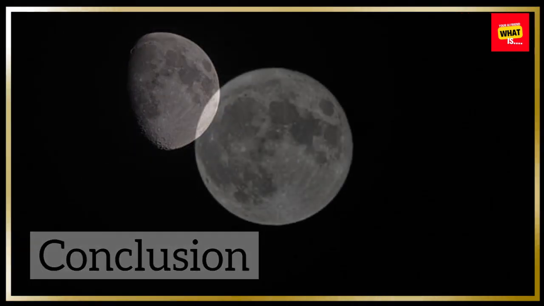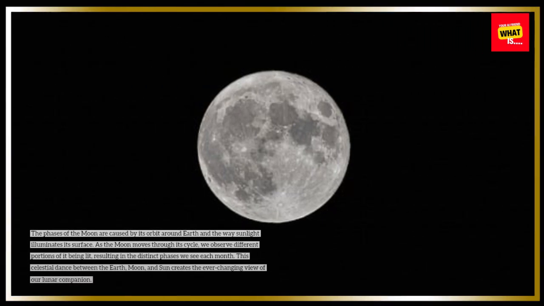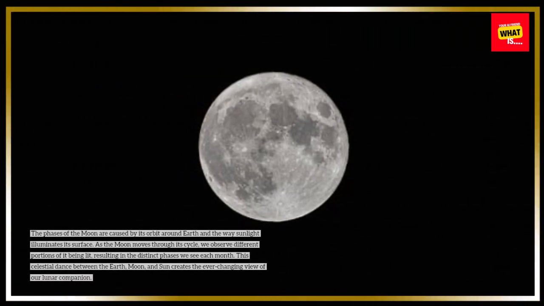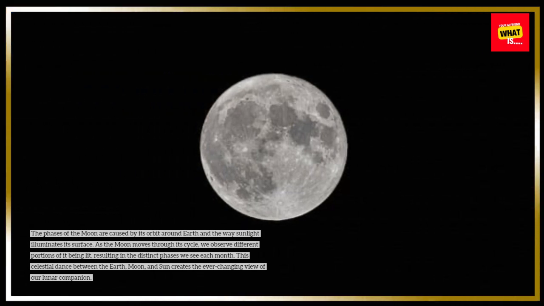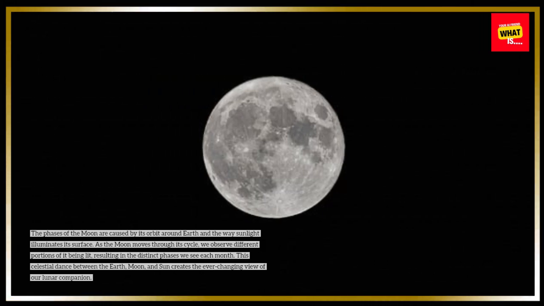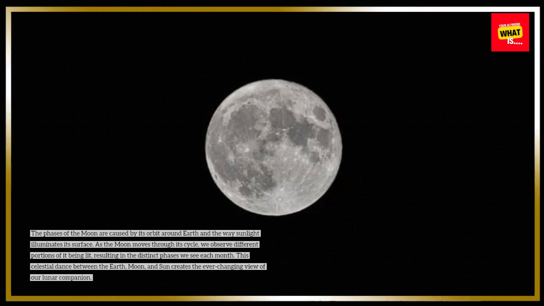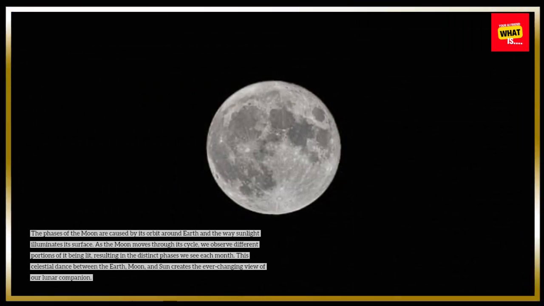Conclusion. The phases of the moon are caused by its orbit around Earth and the way sunlight illuminates its surface. As the moon moves through its cycle, we observe different portions of it being lit, resulting in the distinct phases we see each month. This celestial dance between the Earth, moon, and sun creates the ever-changing view of our lunar companion.